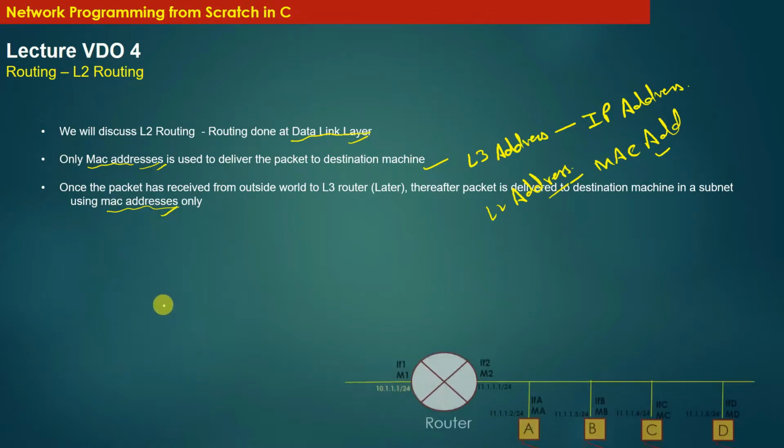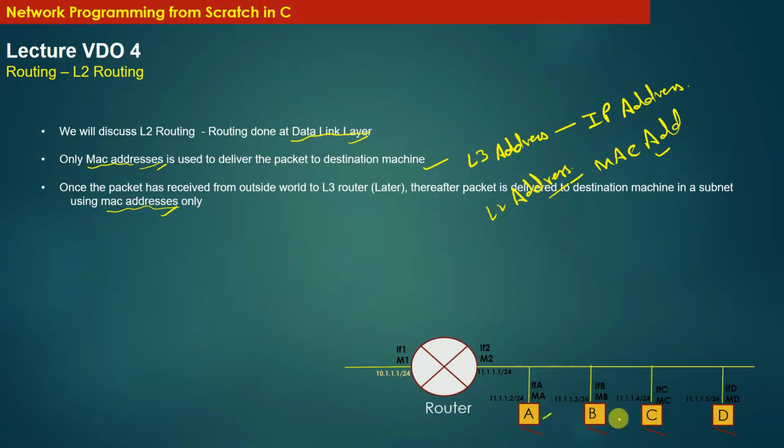So you can see in the diagram, the machines A, B, C and D all are present in the same subnet. Let us call this subnet A, and the network ID of this subnet is 11.1.1.0/24. Now if machine A wants to send a data packet to any other machine in the same subnet, let's say in our example machine A wants to send data to machine D, then it can send the packet to machine D using only MAC addresses. It does not require the knowledge of IP address to send a data packet to any other machine which is hosted in the same subnet.